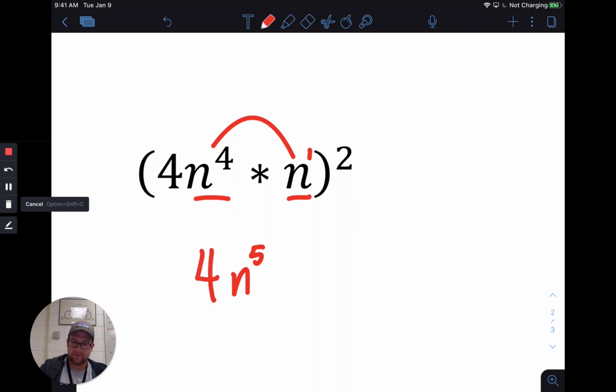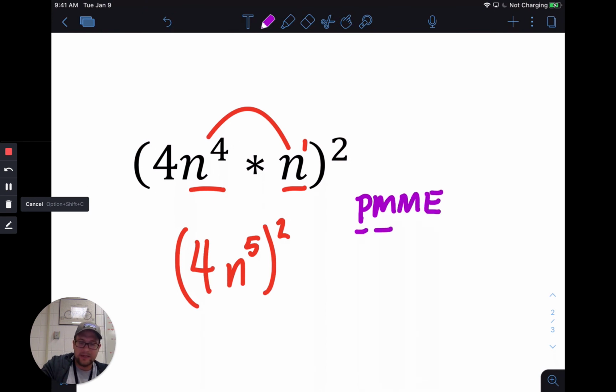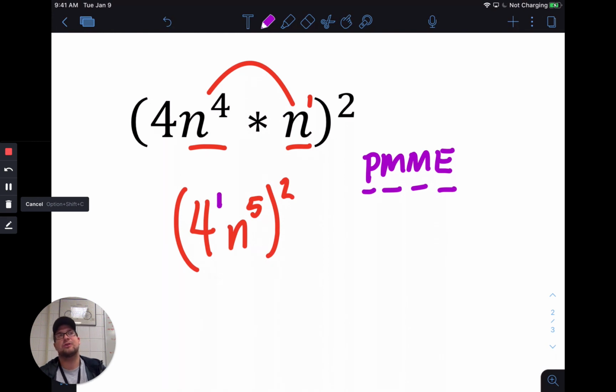Now I'm still going to have the 4 here, and we haven't dealt with the 2 on the outside, so I still have parentheses with the 2 on the outside. Now would be a good time to use that PMME strategy. Remember, parentheses mean multiply exponents. That's what PMME stands for. So the first part of the PMME process is you've got to make sure everything inside the parentheses has an exponent. So we added in that little 1.